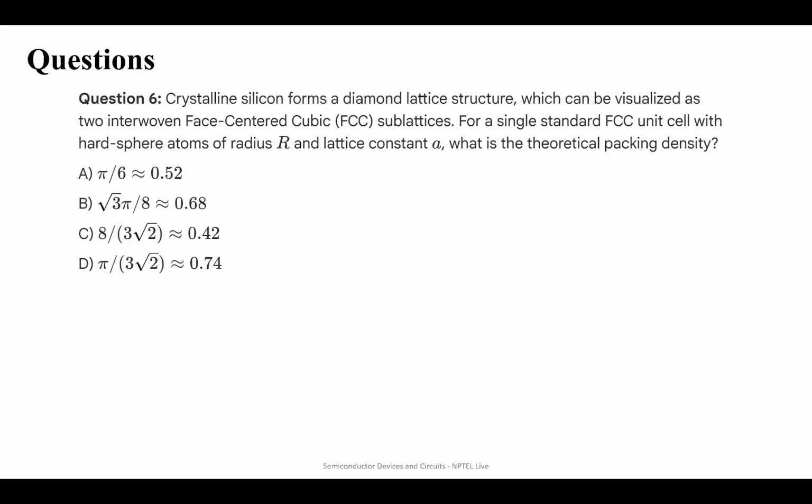Crystalline silicon forms a diamond lattice structure which can be visualized as two interwoven face-centered cubic sublattices. For a simple standard FCC unit cell with hard sphere atoms of radius r and lattice constant a, what is the theoretical packing density? Option A, pi by 6, which is 0.52. Option B, root 3 pi by 8, which is 0.68. Option C, pi by 3 by root 2, which is 0.42. Option D, pi by 3 root 2, which is 0.74.